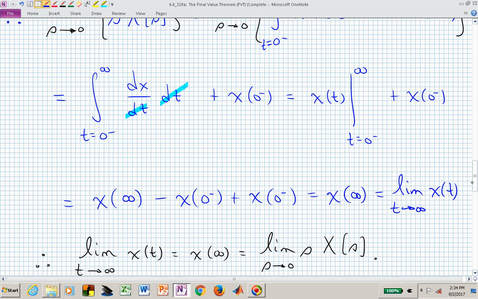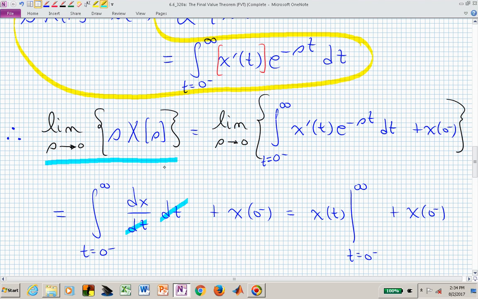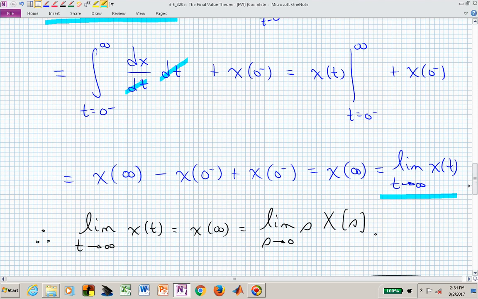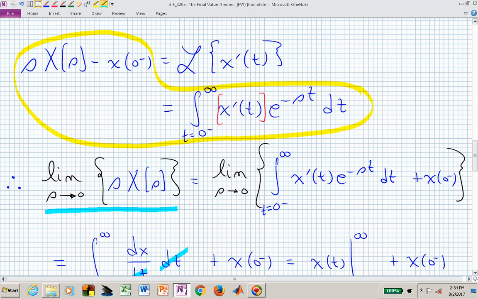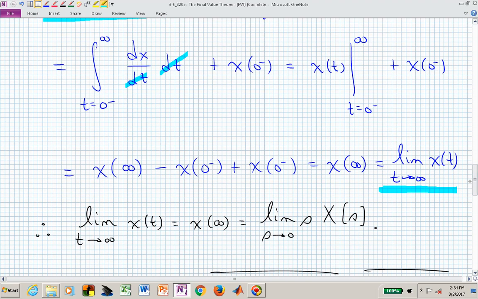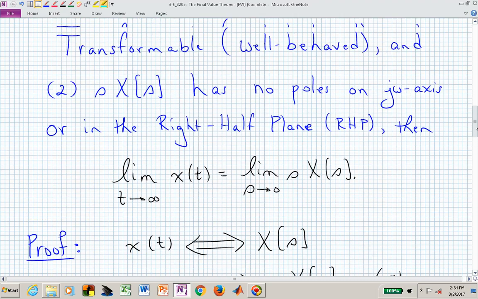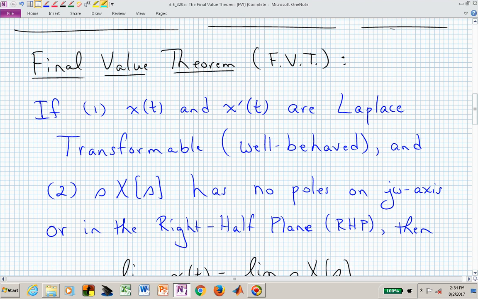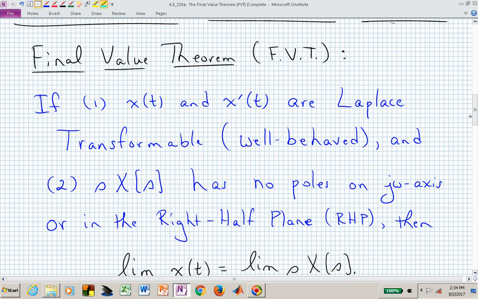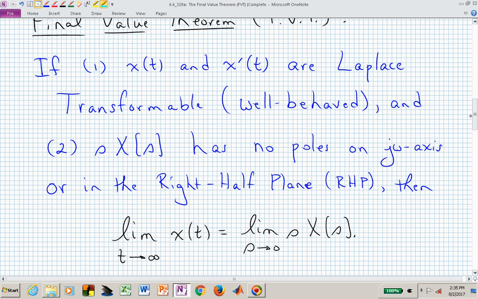which then says that what we have here on the right is equal to what we have on the left, and that's our final value theorem. The limit as t goes to infinity of x of t, that's this, is equal to the limit as s goes to 0 of s X of s. Again, assuming that these conditions in the theorem are true, that x and x prime are Laplace transformable or well behaved. We sort of assume that's true, but then we need to make sure that this transform s X of s has all of its poles in the left half plane before we apply this relationship.